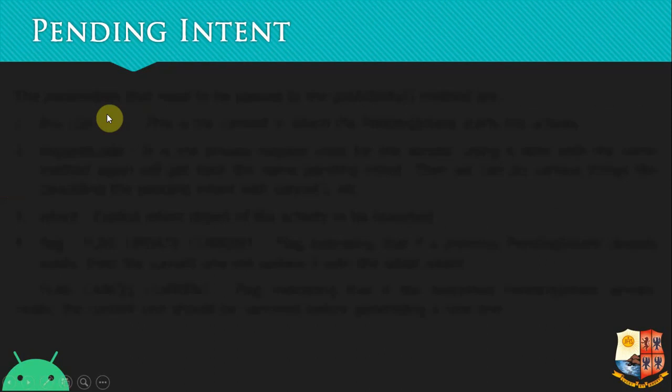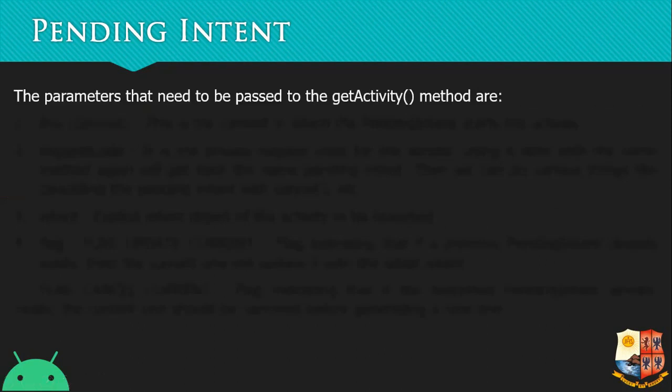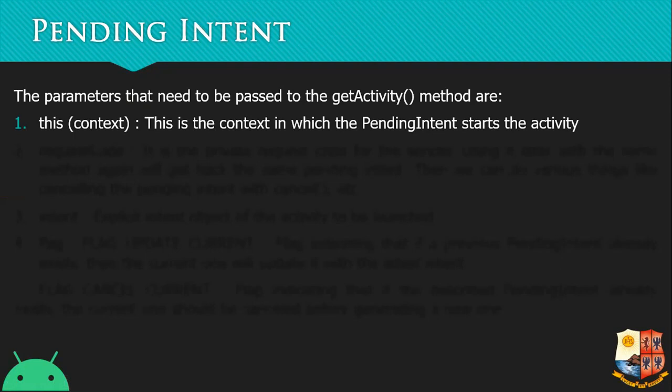Remember that. So let me go to the code part, and what are the parameters you need to remember for the getActivity method. Most of the time we'll be using getActivity only, so I'll just go through the parameters. Number one, as usual, context. What is the context in which this pending intent will start the activity from?